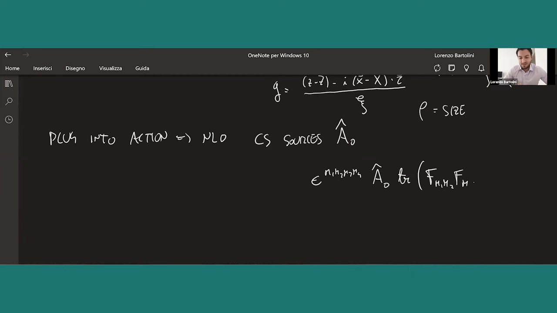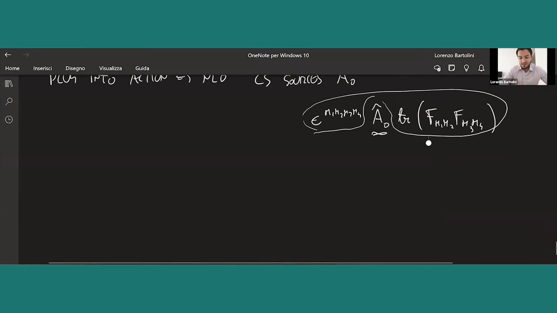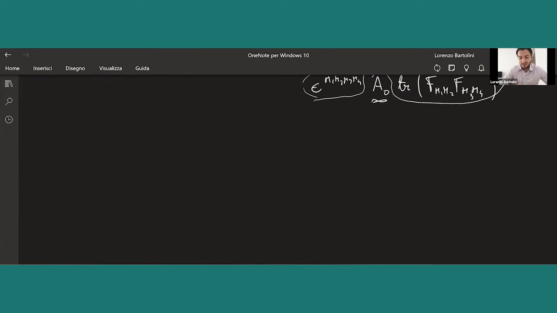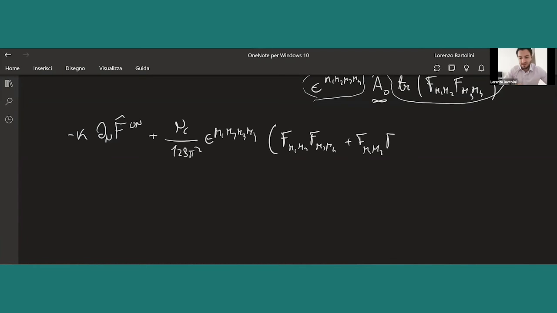Okay, we have this kind of coupling, and this object here is the instanton number density, essentially. So the presence of the instanton sources an electric field. And you can write the equations of motion in this situation, which is minus k d_n F_0n plus N_c over 128 pi squared epsilon M1 M2 M3 M4, and then you have F_M1M2 F_M3M4 plus F_M1M2 F_M3.